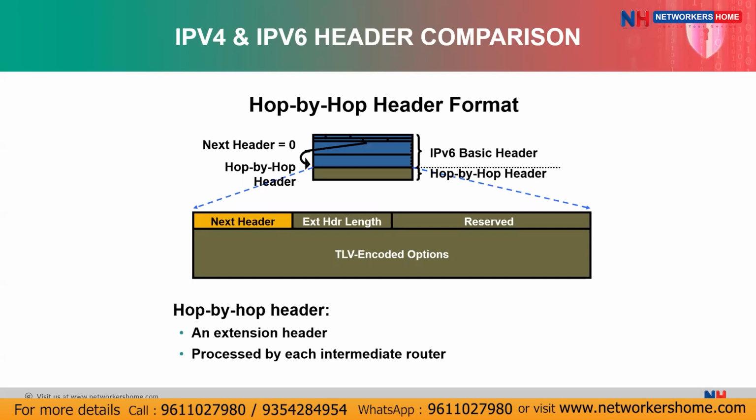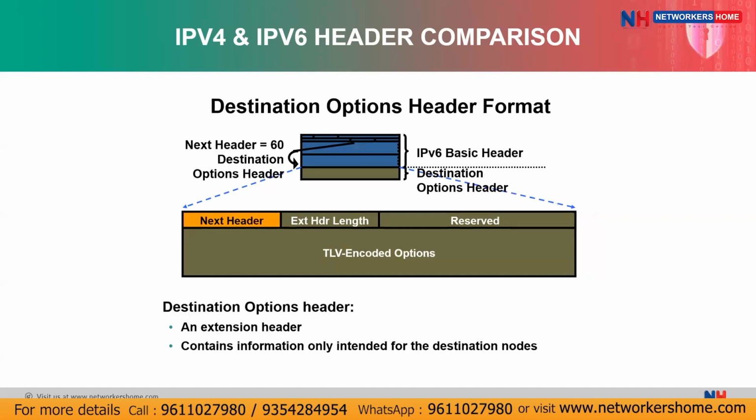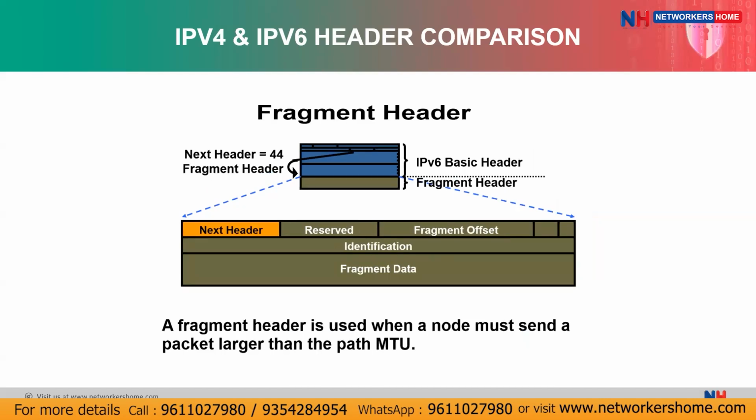In this way, we have the next header value, IPv6 header, hop by hop header, and then extension header reserve and type length value encoded options. The destination options header has an extension header and contains information intended only for the destination nodes. The fragment header option is used when a node must send a packet larger than the path MTU. When the packet is larger than the path MTU, then the fragment header option comes into the picture.